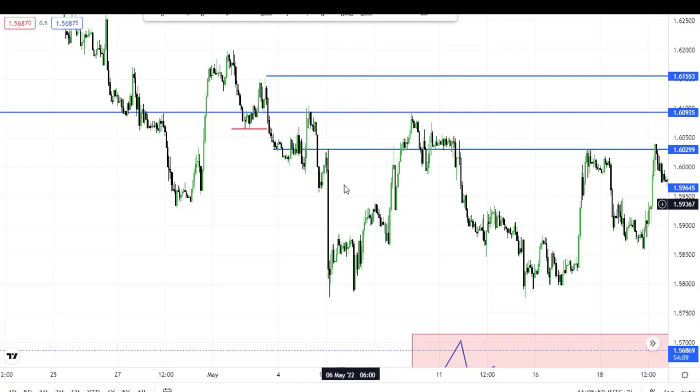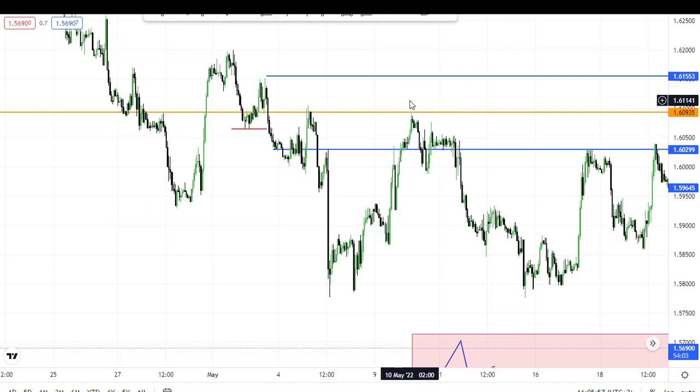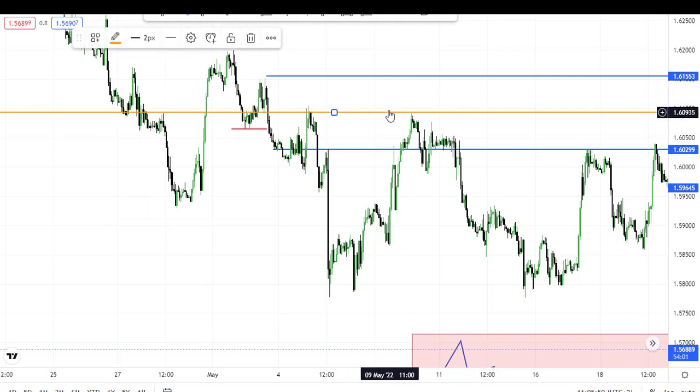Okay, let's change the color of the middle line so that we can clearly distinguish between what we're talking about. So this is the middle line, which is the equilibrium line, meaning the discount area is down here and the premium area is up here.